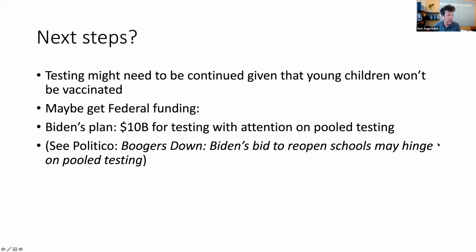Biden is more interested in that. As you'll see in this article, if you want to take a look at it, he's put $10 billion into testing, and there's this attention on pooled testing, particularly what happened in Massachusetts, and saying, maybe this is a model that we can get things back.